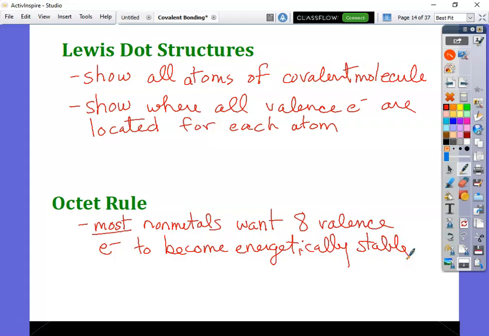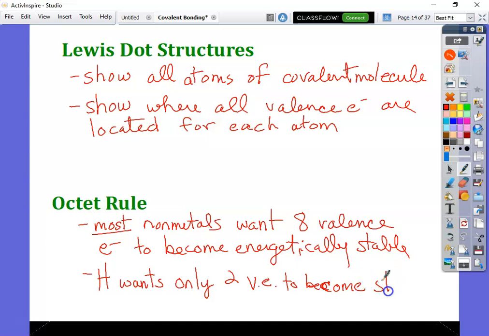A very important exception to that is hydrogen, and hydrogen wants only 2 valence electrons to become stable. And remember that those numbers, 8 and 2, are based on the electron configurations of noble gases.